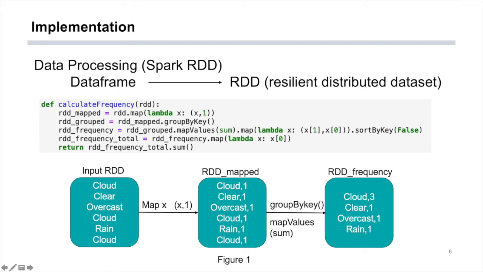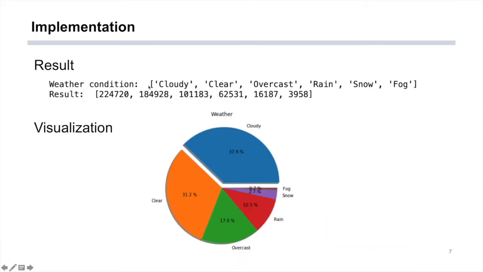The function we used is called calculate frequency, which calculates the number of occurrences of the same word. It is the word count. For example, in weather condition, if the input RDD is as shown here, then after map, group by key, and map values based on a sum operation, we can get a result: the number of cloudy days is 3 and the others are 1. The overall result for weather condition is shown here.